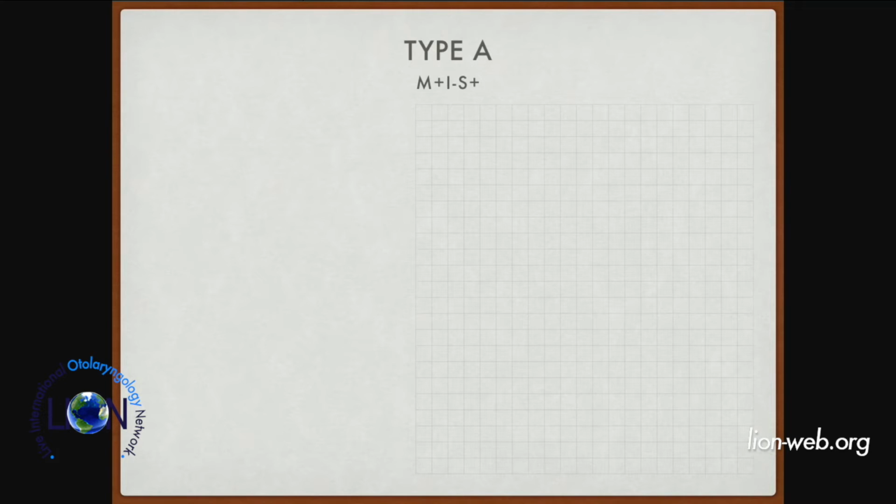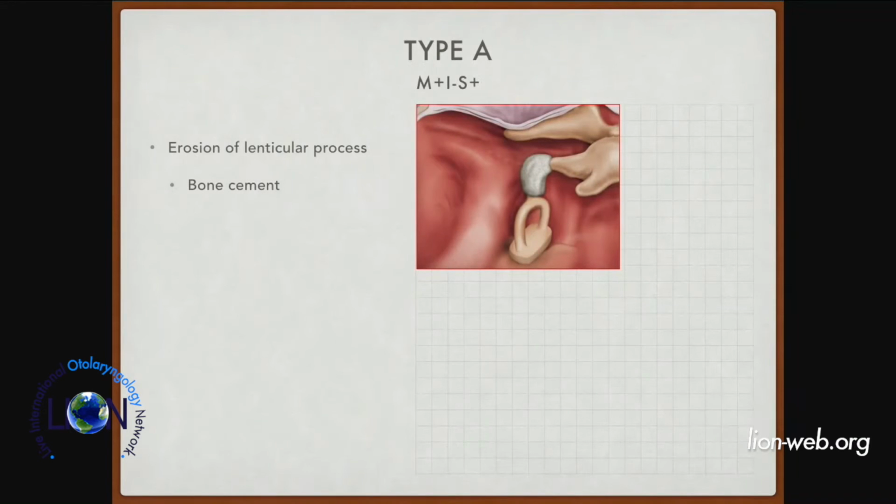So let's look at some of these different classes. Type A is an ear in which the malleus is present, the stapes superstructure is present, and the incus is absent. And the mildest form is when you have erosion of the lenticular process. When you look at that, you have a couple options. One thing we hear, and this differs between surgeons, is we can use bone cement just to reconstruct this incudostapedial joint.